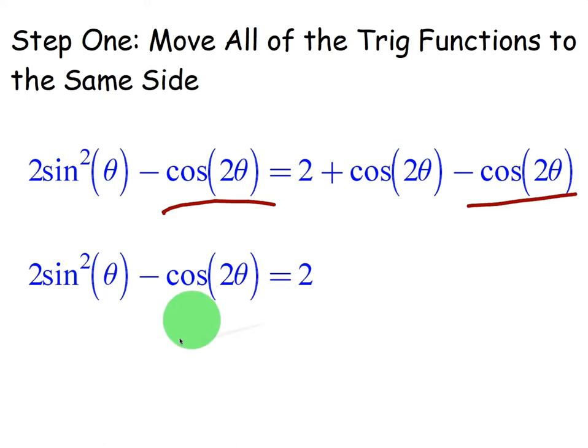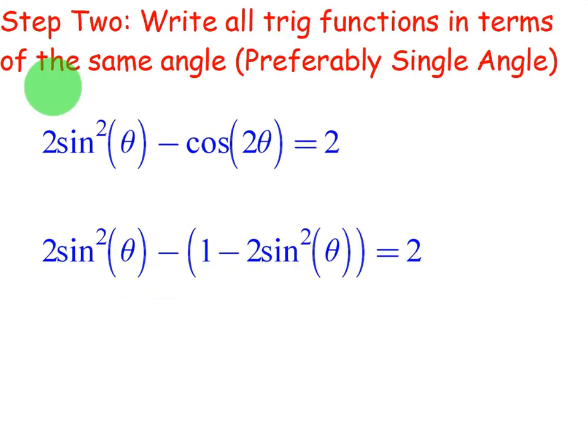So at this point, what are you going to do? You've got two trig functions and you've got a theta and a 2 theta. Well, not to worry. We're going to go ahead and move to step 2, which is write all the trig function in terms of the same angle, preferably a single angle. So notice that this is a double angle, and we can use the double angle formula to simplify, and we can write it in terms of sine using the double angle formula.